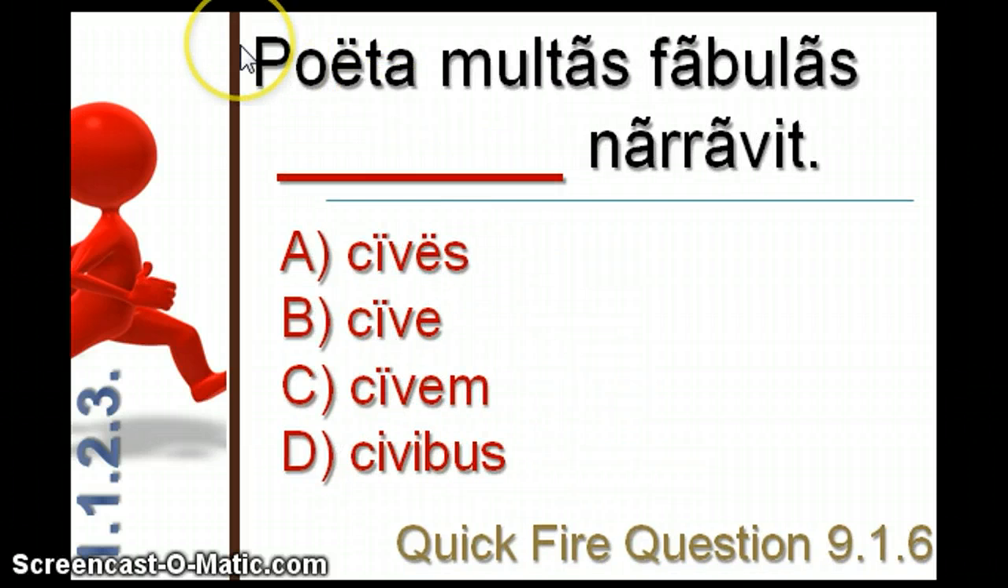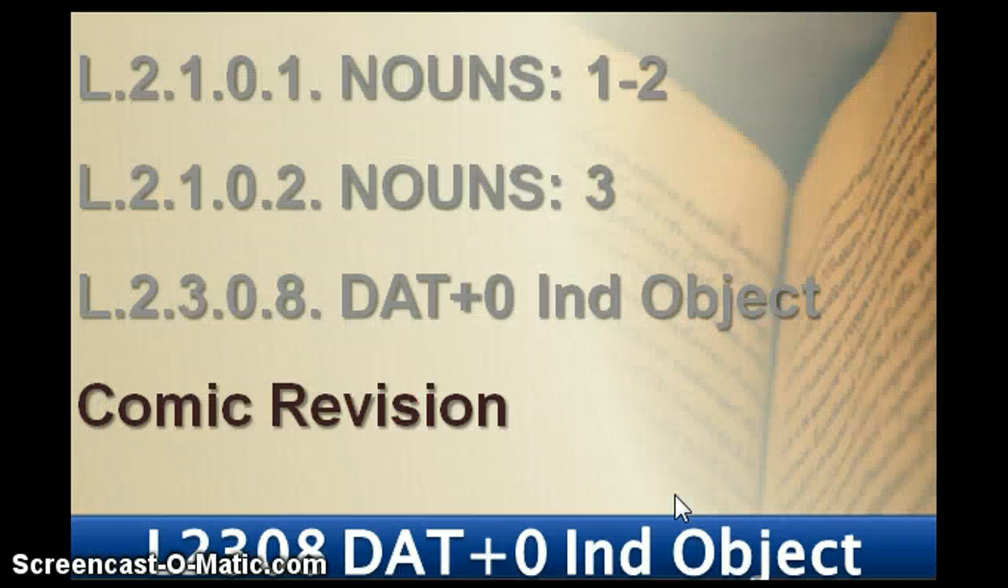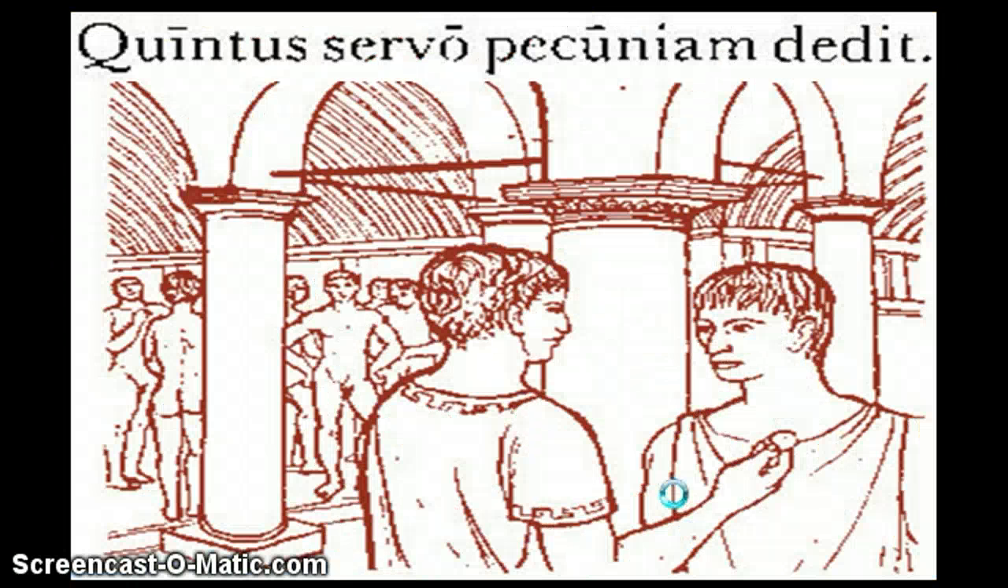The poet tells many stories, takes the dative plural, to the citizens. Monkey fist verbs will make your life easier. That's why I want to go for the verb first. Well, that's everything we need to worry about in the comic, but we could look at the comic here.